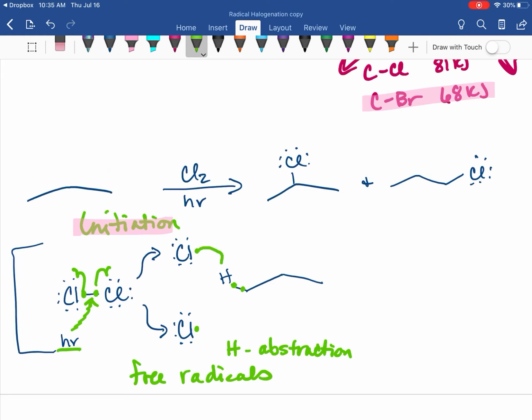Our hydrogen abstraction is our next step in this process. What we're going to do is take 1 electron from chlorine, 1 electron from hydrogen, and form a bond. And then what happens to this little guy? It gets left behind. So let's draw that product.